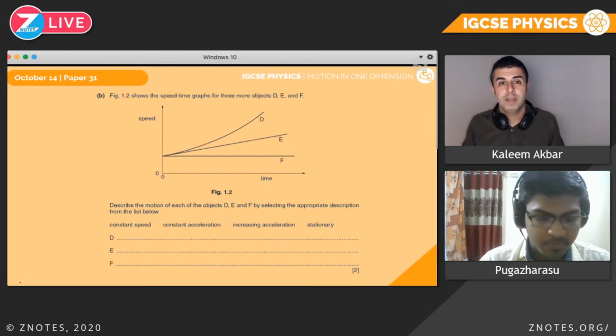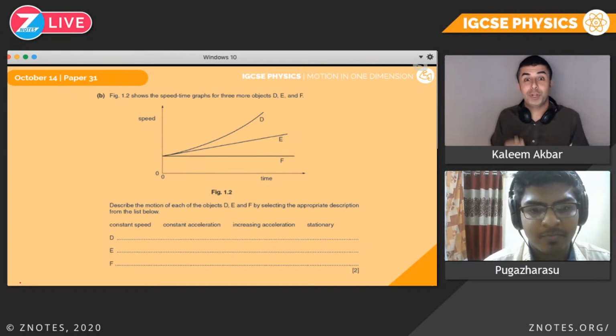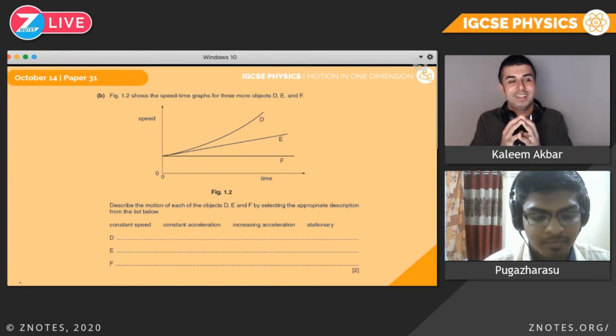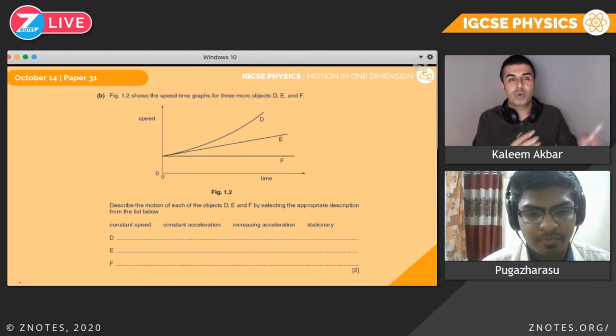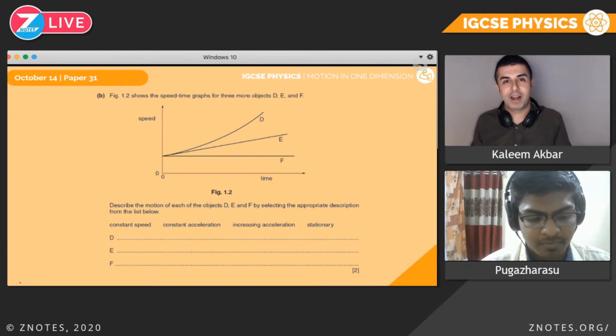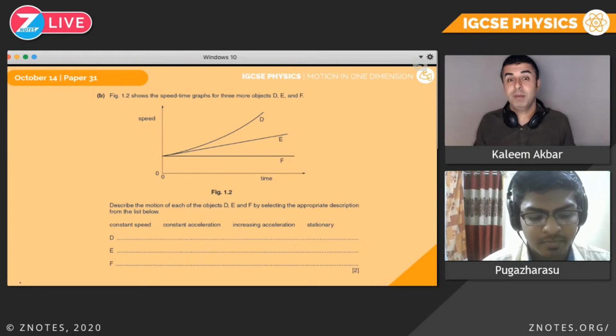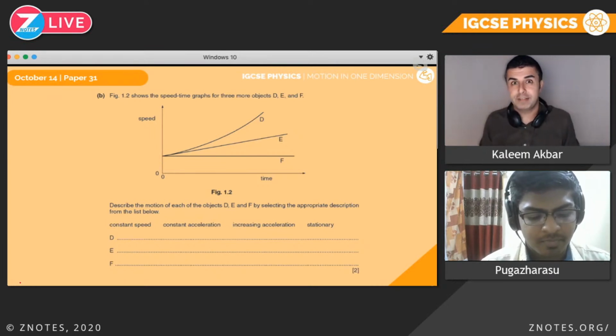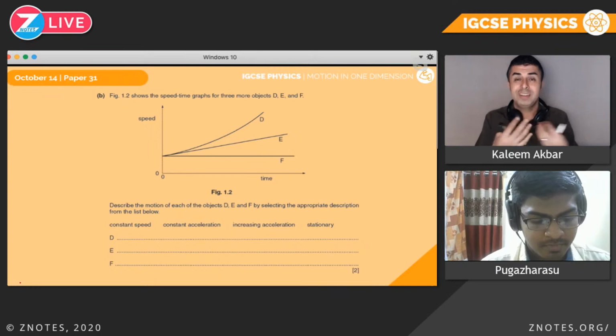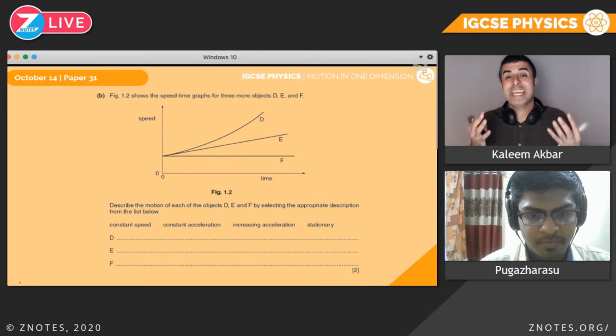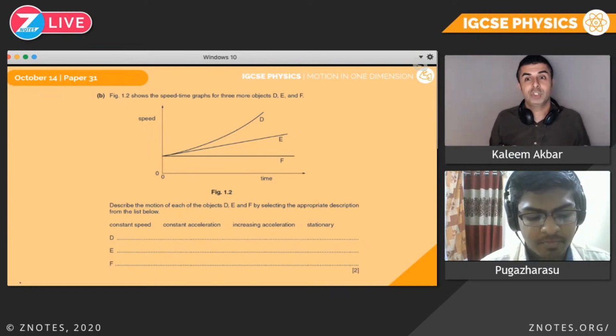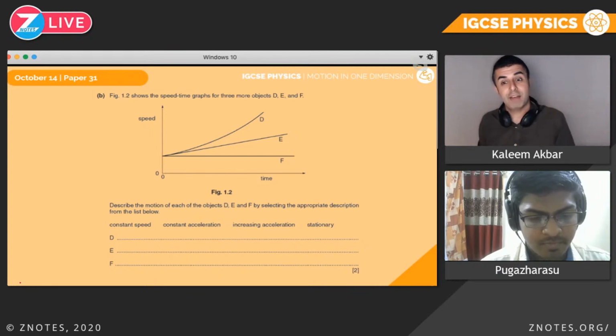Okay, so figure 1.2, now this is where some students might find it difficult, because now we're making a switch. We're going from a distance time graph to a speed time graph. Remember this time, the gradient of a speed time graph. Remember, in easy language, the steepness of a speed time graph gives us the acceleration. So now we've got objects D, E, and F.